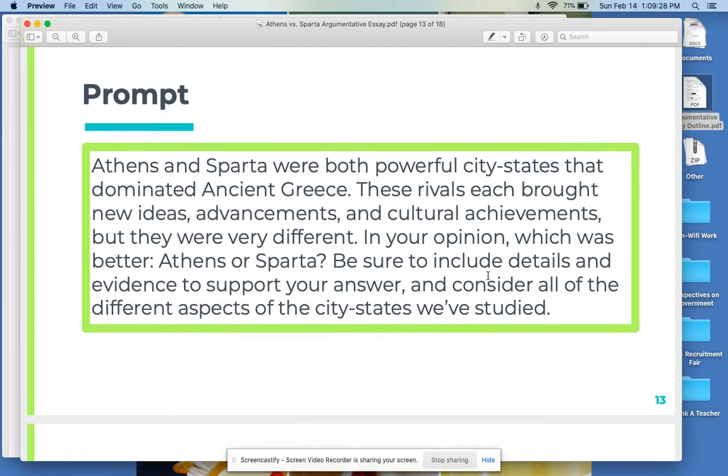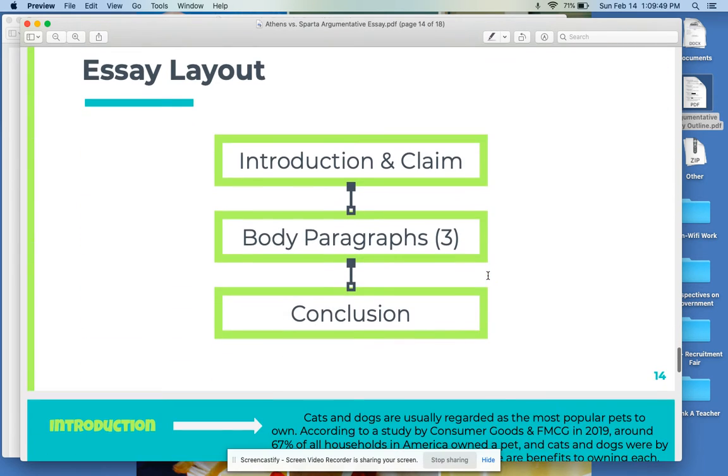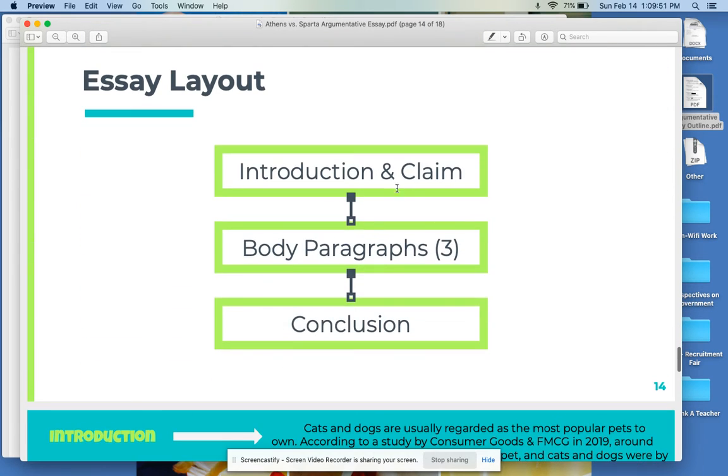So here's your prompt. This is what you're answering, and you're going to answer this in your summit draft. Athens and Sparta were both powerful city-states that dominated ancient Greece. These rivals each brought new ideas, advancements, and cultural achievements, but they were both very different. In your opinion, which was better, Athens or Sparta? Be sure to include details and evidence to support your answer. Introduction and claim, your body paragraphs, conclusion.